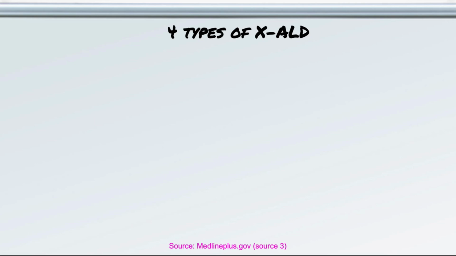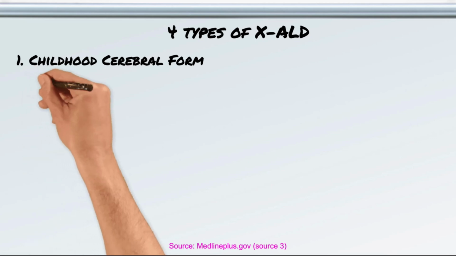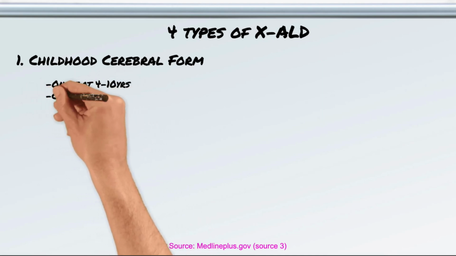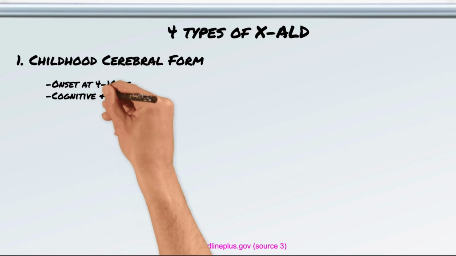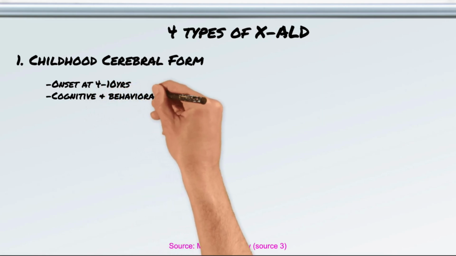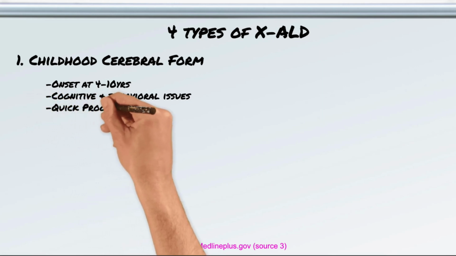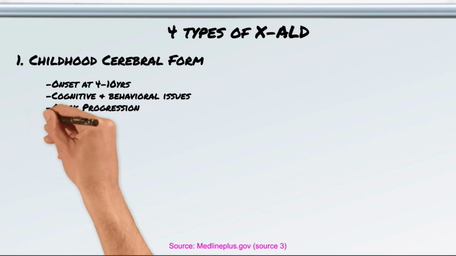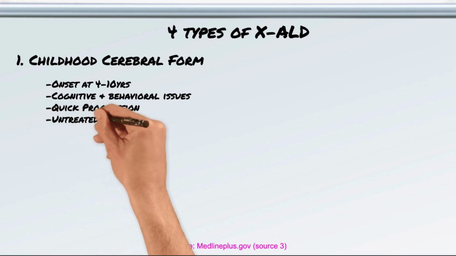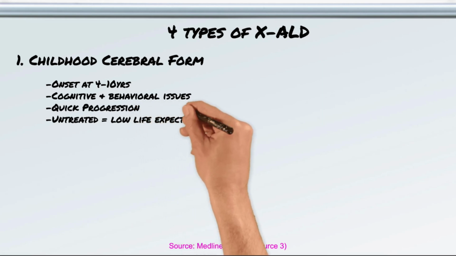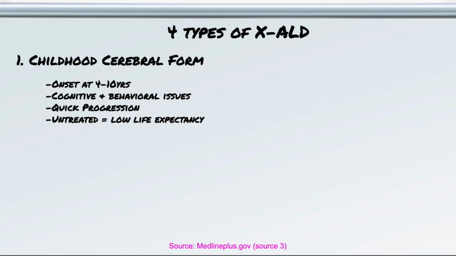The first of the 4 is called the childhood cerebral form. This first manifests as learning and behavioral problems in ages 4 to 10. The child will experience difficulty reading, writing, understanding speech, or comprehending written materials, and also aggressive behavior, vision problems, difficulty swallowing, poor coordination, and impaired adrenal gland function, all of which worsen over time. In this form, extremely fast progression is common, and if left untreated, the patient only has a few years to live after the symptoms begin.